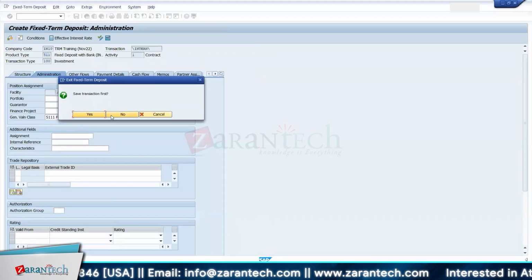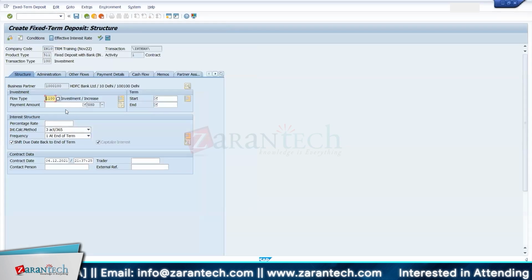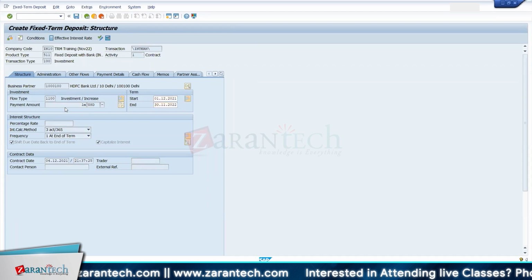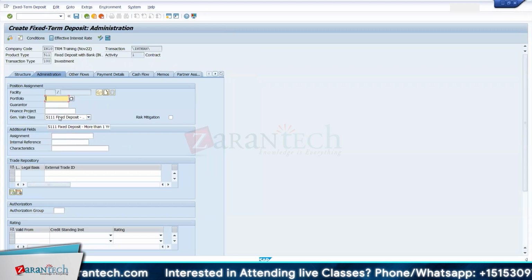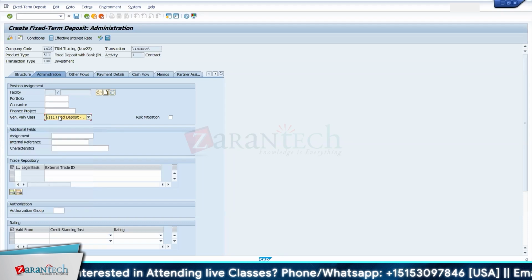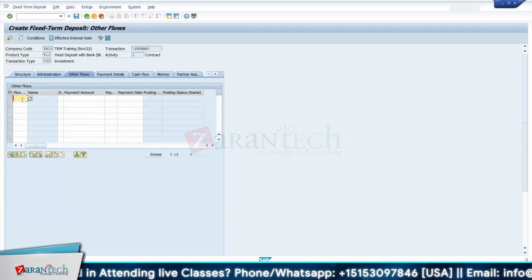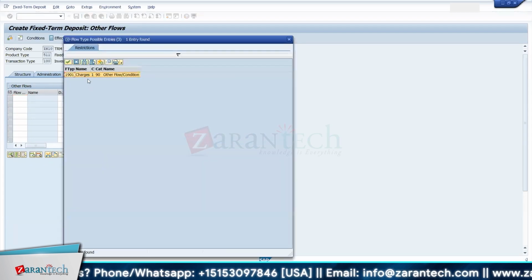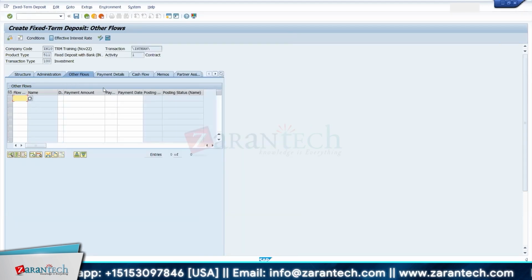So if I come once again to this transaction, I'll give this 1 million. If you go to the admin field, now you can see this is the default, right? And if you want, you can change this. Then we have other flow. Here some charges and some expenses are there, and I can maintain all these other flow charges here. Currently we have not done this account determination, so I'm not updating this.